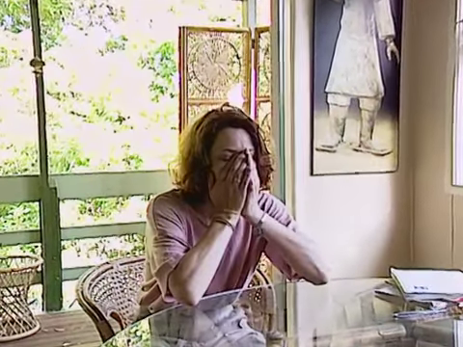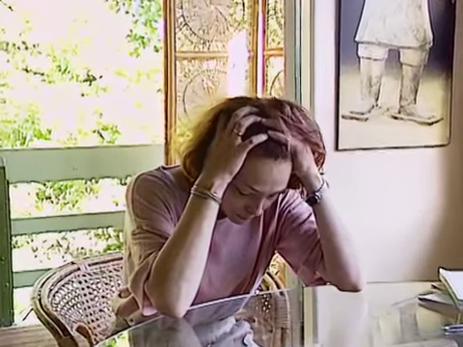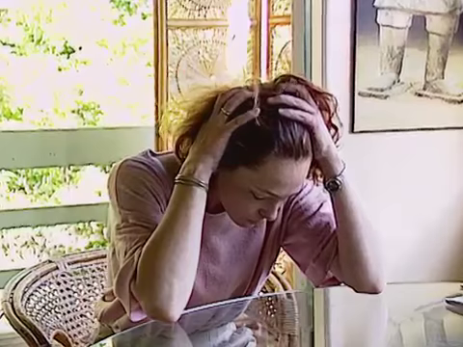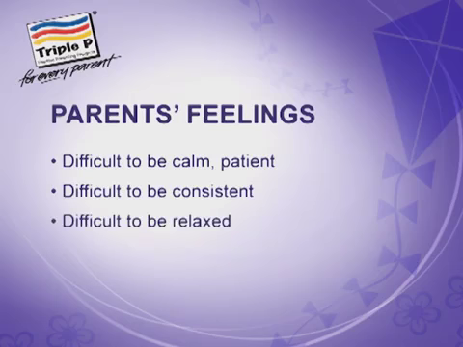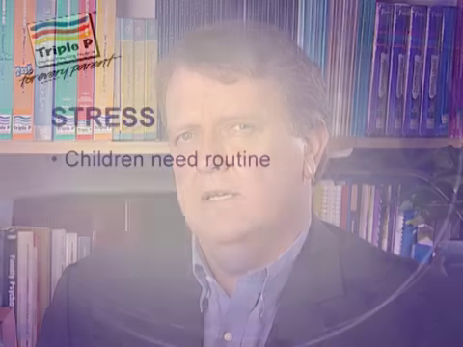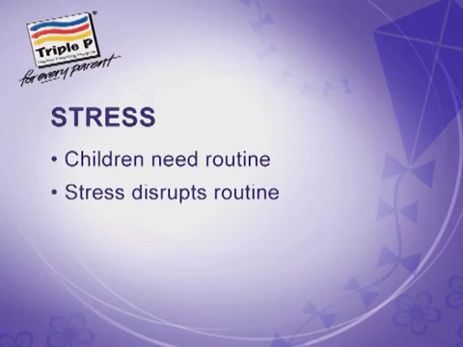How parents feel can also influence children's behaviour. If a parent is feeling depressed, exhausted, angry, anxious or upset, it's much more difficult to be calm, patient, consistent and relaxed about parenting. Stress is part of everyday life. All of us have to deal with problems from time to time, but children need routine and stress in the family can disrupt normal routines.